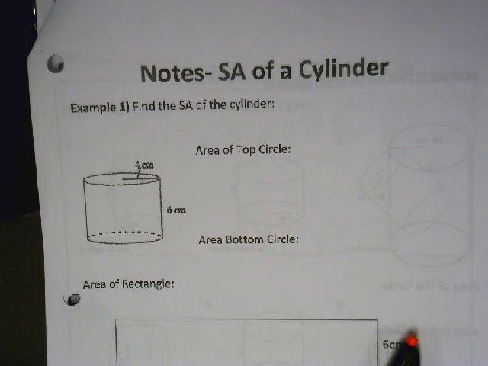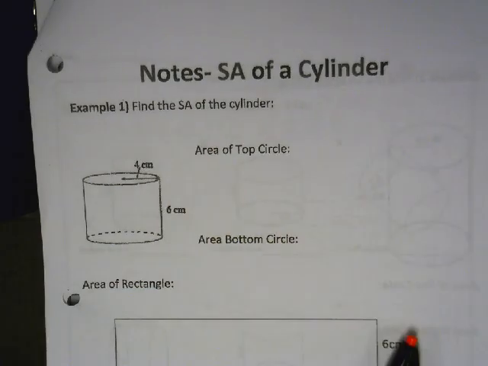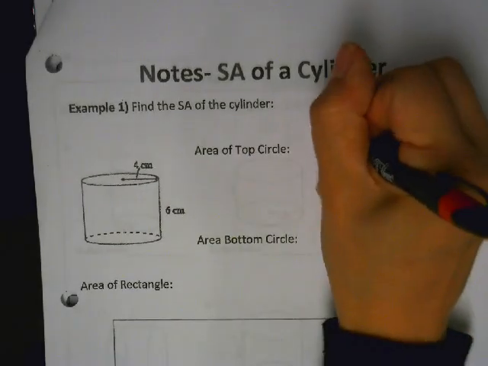It says, I need to find the area of the top circle. So, how much plastic do I need to fill in this bottom plastic? How much ceramic do I need for this bottom part? Okay, so the bottom part. How do I find area of a circle? Just area of a circle. What's the formula for area of a circle? Area is equal to what?